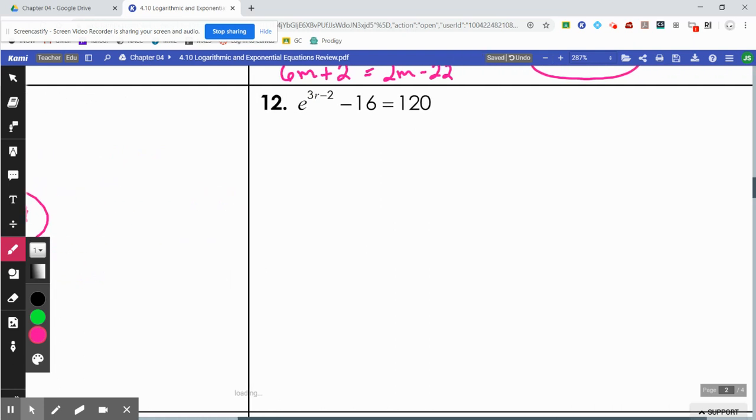Number 12. Step number 1, go ahead and move that 16 over by adding. That'd be 136. We have e to a power equals 136, so let's simply change forms there. That'd be log base e, which we can write as ln, of 136 is equal to 3r minus 2.